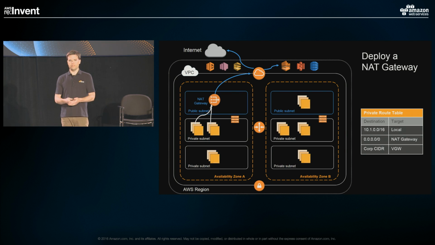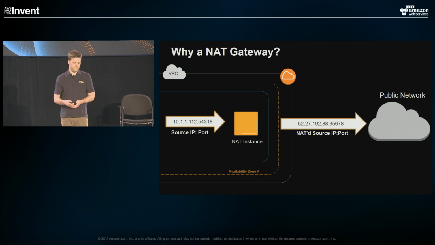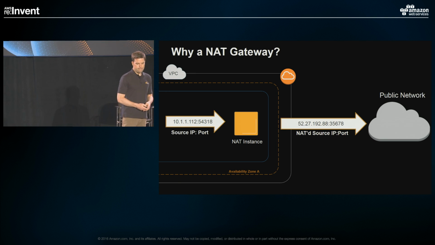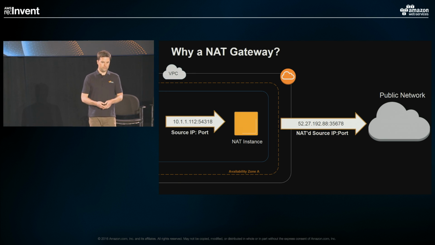But underneath the hood, there's a lot more going on here that makes the NAT Gateway special. I'd like to just point out a few things. So why would you use a NAT Gateway over a NAT instance? Most of us know how NAT works. Private comes in with a source IP and port. The NAT instance source NATs that. So it replaces that source IP with its own public IP. That's all well and good.